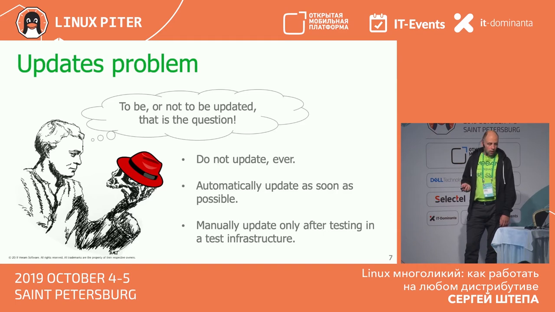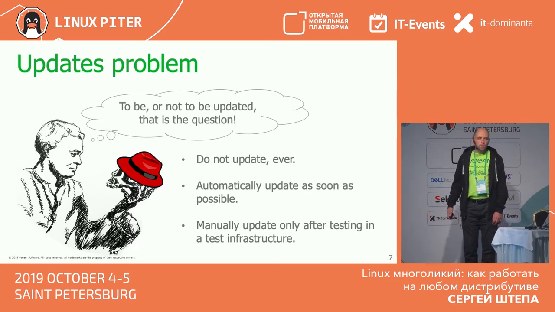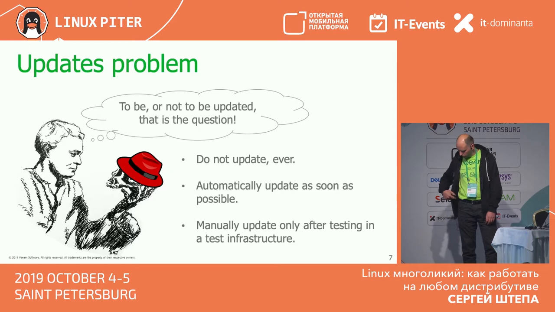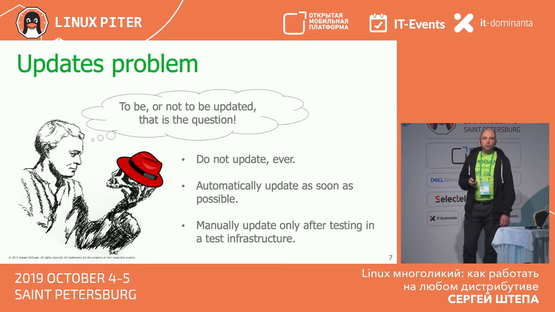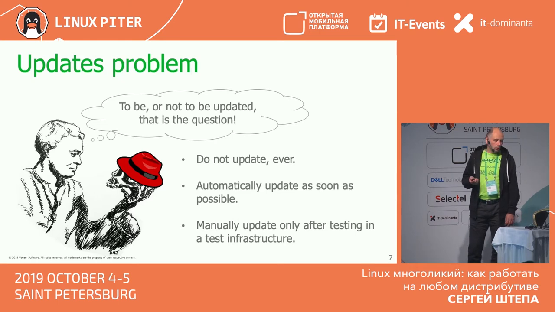The distributor supports only the updated version of his distributive. Another option: you can have an automatic update as soon as possible. In this case, the support service will have to react immediately after a poor update. And the third option: manual update after testing of the update on the test infrastructure.